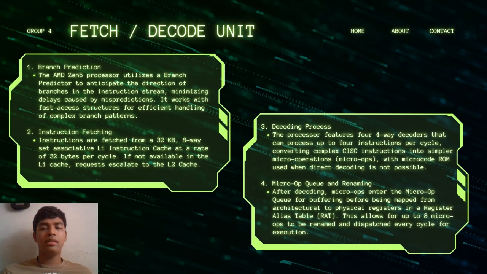And last but not least, micro-op queue and renaming. As soon as the decoding process is over, the micro-ops enter the micro-op queue for buffering before being mapped from architectural to physical registers in the register alias table, also known as RAT. This only allows for up to 8 micro-ops to be renamed and dispatched every cycle for the execution unit.